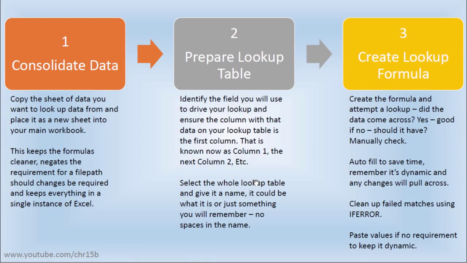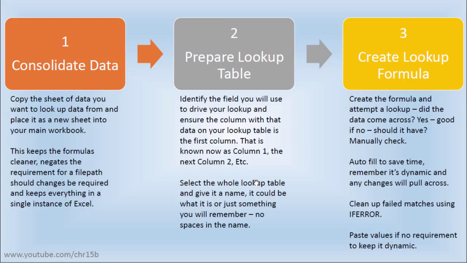The steps we're going to follow to do this are shown here on the screen. Three key steps. The first thing we're going to do is consolidate the data. So we're going to take the two worksheets within the two books and put them into the same workbook. It makes the formulas cleaner. It does everything within a single instance of Excel, and I find personally it makes the process easier to manage.